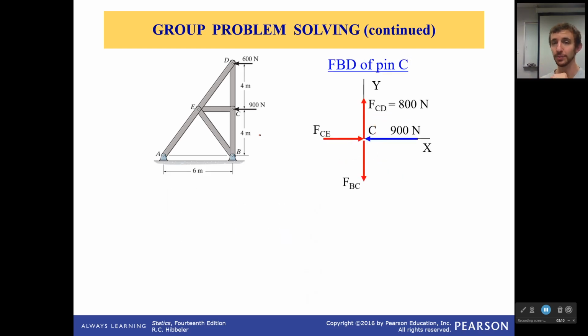Now, with that, we go on to our next point, right here at force CE. This is a glorious one because these are at right angles to each other, which means there's only 2 components in the x direction, 2 components in the y direction, and guess what? There's no trig whatsoever for this. Force CE is equal to 900 newtons. It has to be. Force CD is equal to force BC, so they're both equal to 800 newtons. There's like no math here.